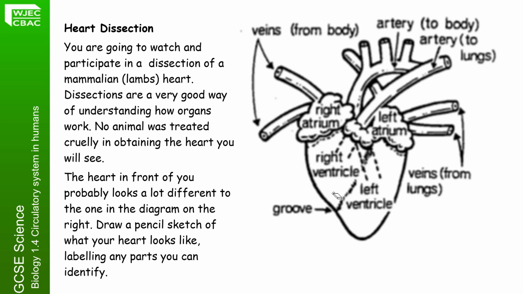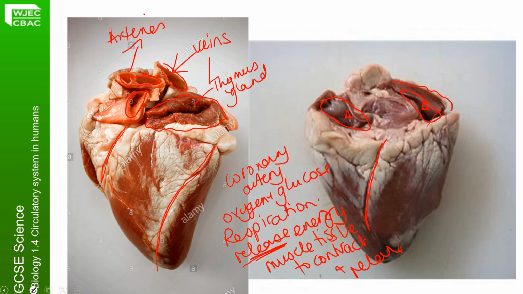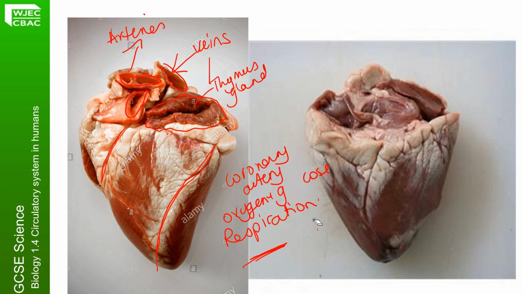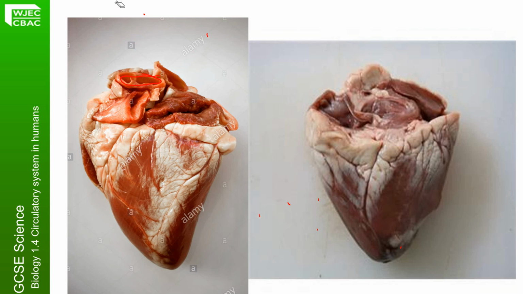First of all, I want you to draw a pencil sketch of what your heart looks like, if you're dissecting a heart, labelling any parts you can identify, or you can draw a diagram of this one here. You can pause the video and see if you can draw your heart, either the one on the left or the one on the right, labelling up the different parts. You can always pause the video and rewind if you're not sure of the different parts of the heart. So pause the video to draw the outside.